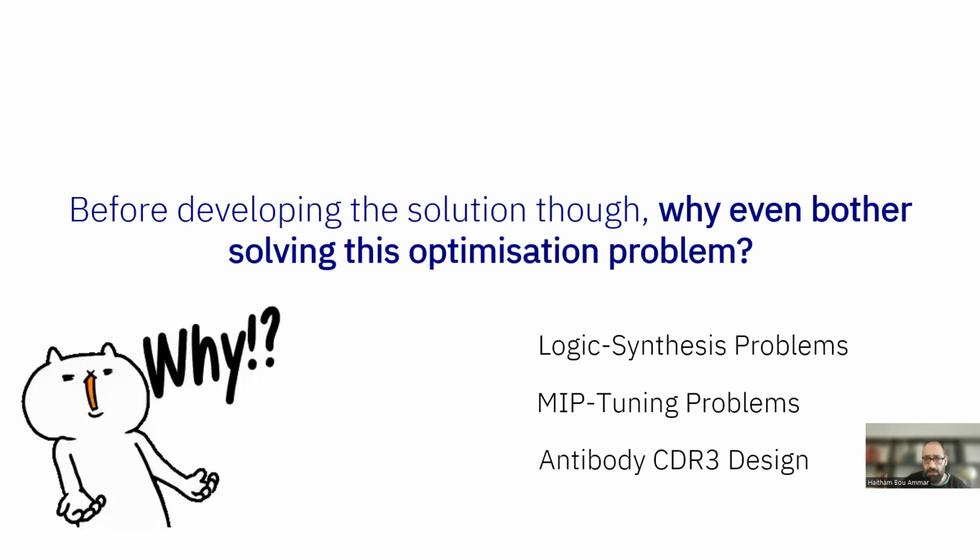So I will give you 3 examples. One is based on logic synthesis problems, which is a set of problems related to EDA, like chip design. I will also tell you about MIP, mixed integer programming problems. And I also will tell you about some very exciting work we've done on antibody design. We will talk about those, and then we will talk about how we can formalize those as instances of my black box optimization problem. Right. So let's get started with the logic synthesis problem.